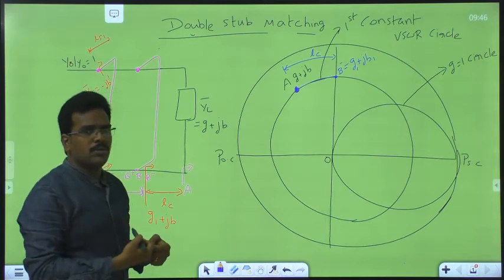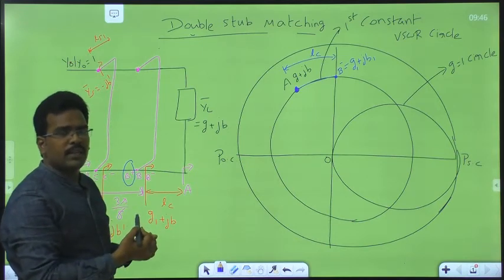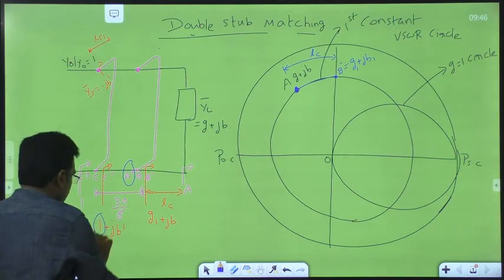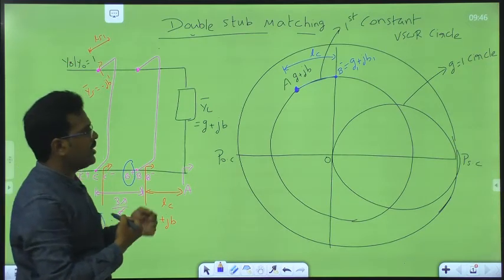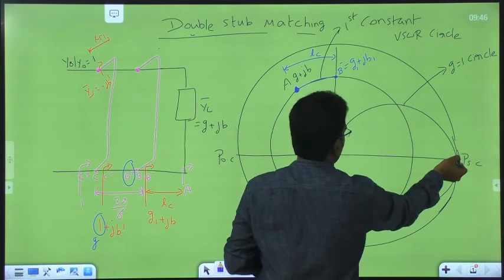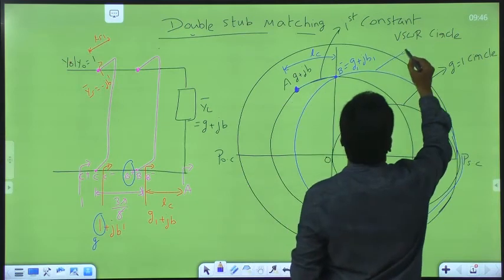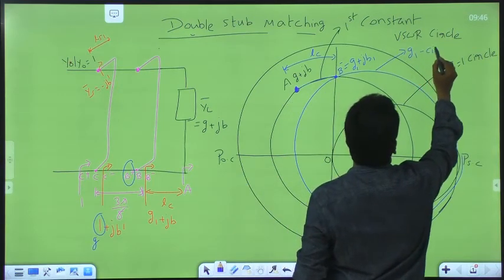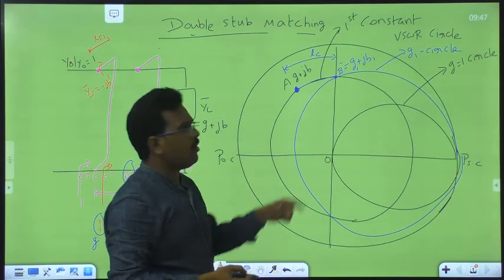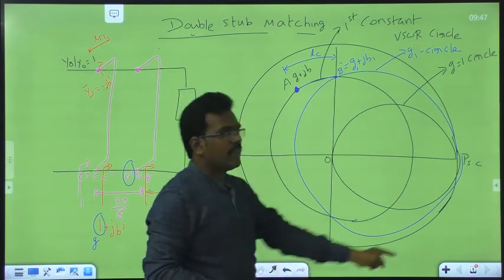Okay. Now what I have to do? I have to choose the admittance at B plus in such a way that from B plus, if you travel a distance of 3 lambda by 8, it has to touch the G equal to 1 circle. Okay. So for that, we have to follow some procedure. What does that procedure mean? So first we have to draw, what is this one? This is called the G1 circle. What is G1 plus JB1? Nothing but the intersection of the G1 circle and the B1 circle. So this is nothing but your G1 circle.